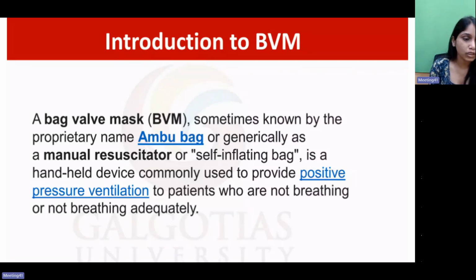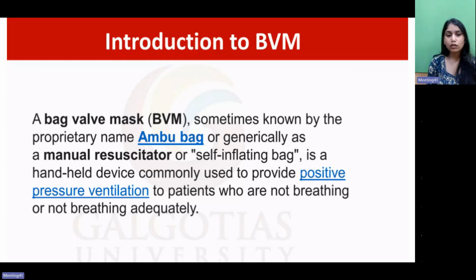Sometimes we know it by the proprietary name, the ambu bag. We will call it ambu bag, or generically a manual resuscitator. What is the meaning of resuscitator? Basically, when we are saving a life in an emergency, when someone is going to die, we are trying to improve it.